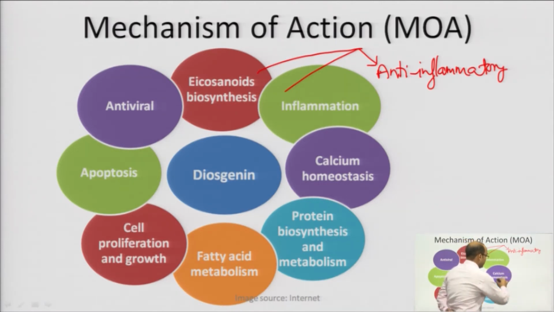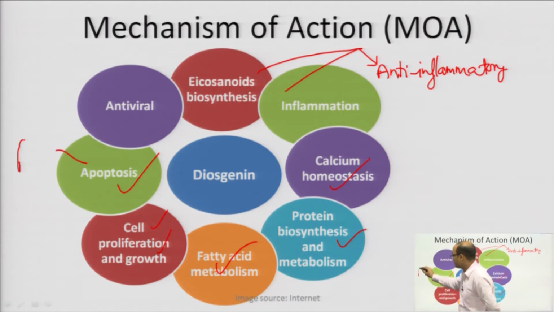It helps in homeostasis or management of calcium inside your body. It also helps in the biosynthesis and metabolism of protein in your body. It also helps in metabolism of fatty acids. It also has involvement in cell proliferation and growth, and due to this activity, Diosgenin is especially used for preparation of hormonal preparations. It also induces apoptosis, which is a programmed cell death, and in this way it also acts as an anti-cancer drug.